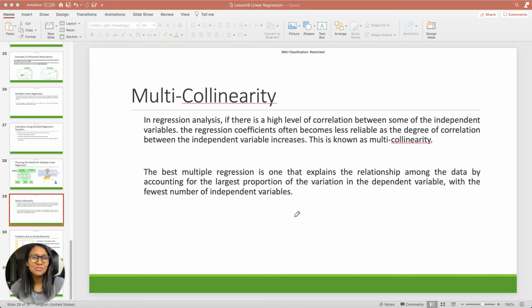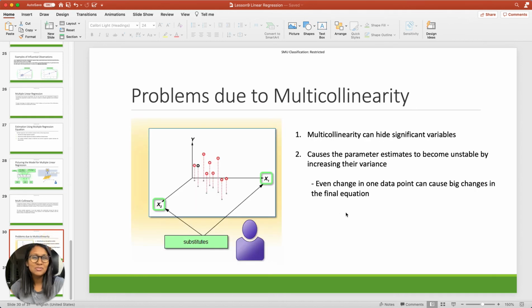Let's first talk about what problems will be caused if there is multicollinearity. These are the problems that are caused by multicollinearity. The first one is that it can hide significant effect variables. The other one is that it causes the parameter estimates to become unstable by increasing their variance. What is the meaning of an unstable model? Even a change in one data point can cause a big change in the final equation. Let's look at these two in detail.